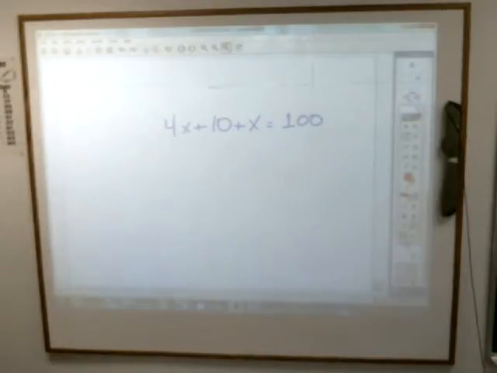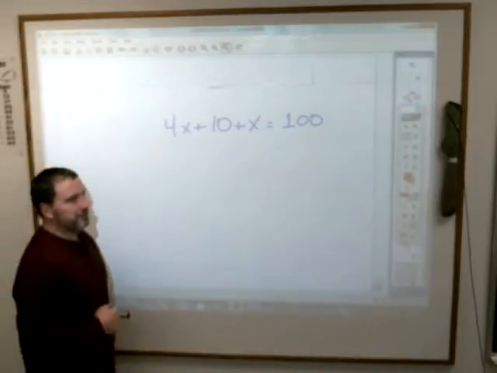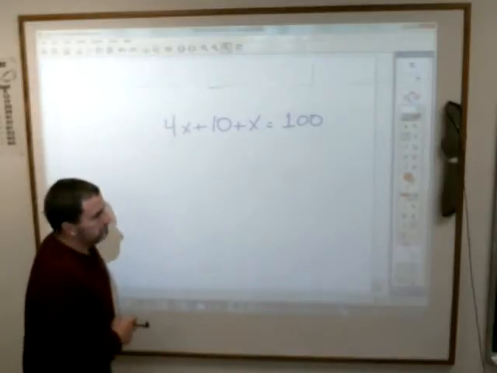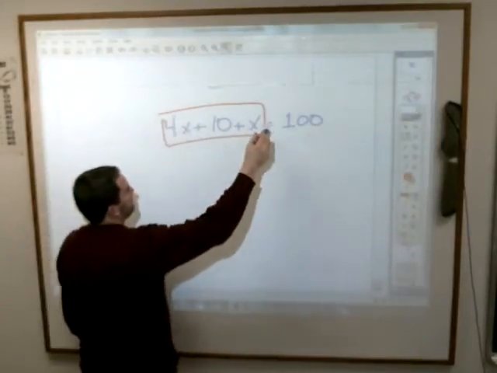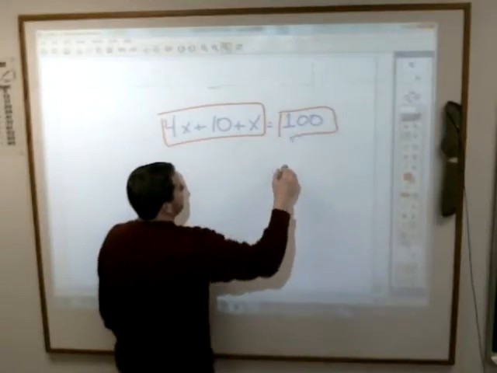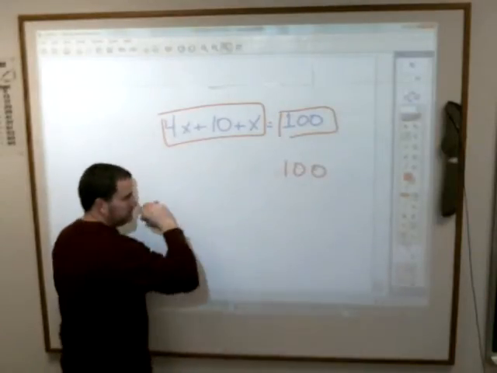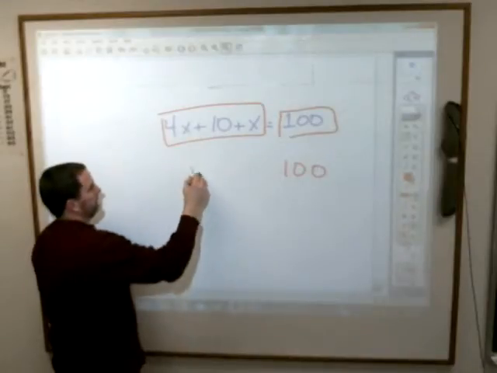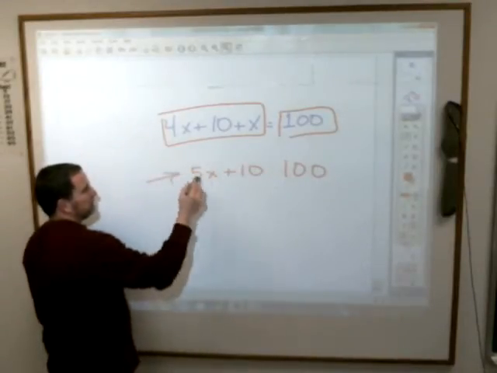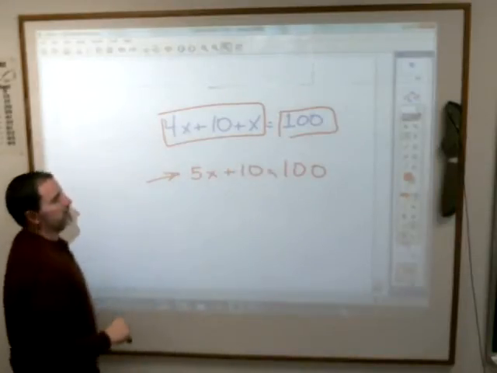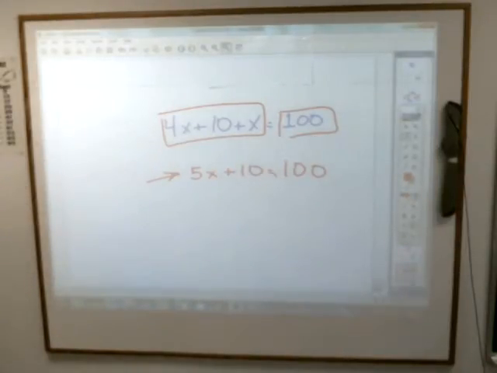Now, Charlie, the first thing I do after I write down the problem is see if there's any answers. Can I combine anything on either side? You can do 4x plus x, and that gives you 5x. Thank you very much. And please make sure you write this down. Don't try to do 2 steps at once, it's just a bad habit to get into.